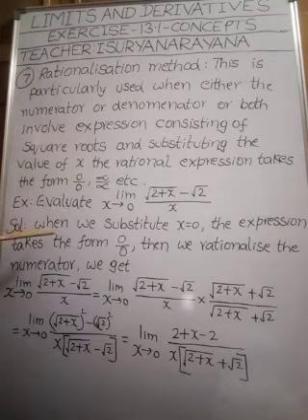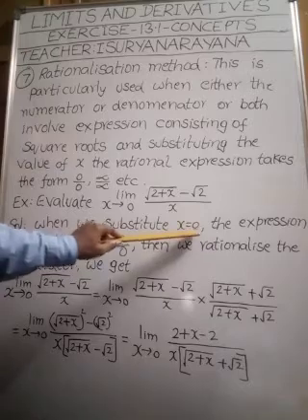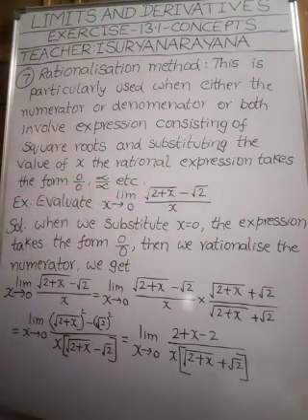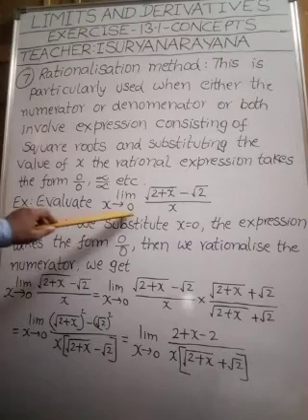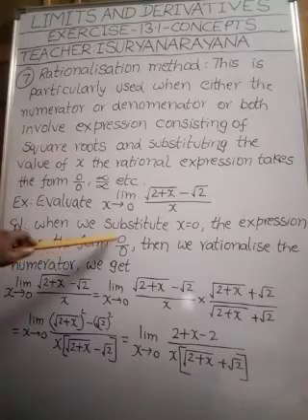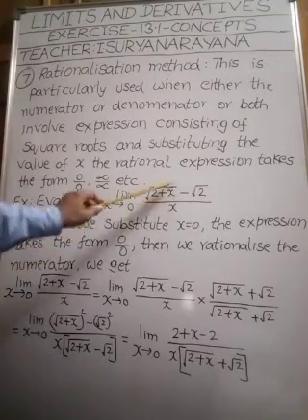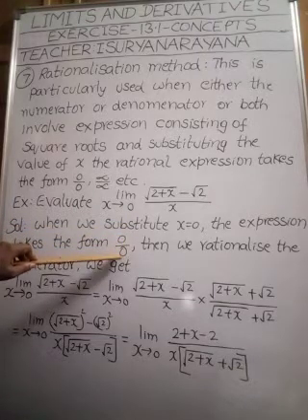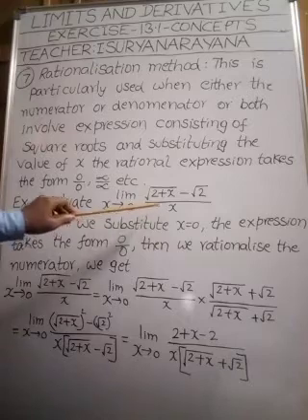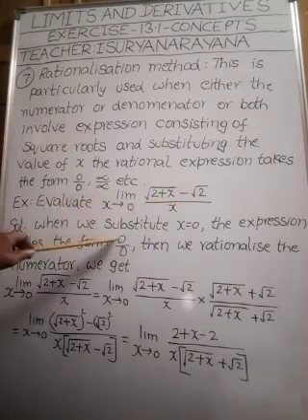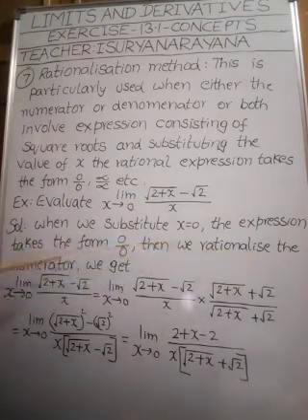Come to the solution. When we substitute x equal to 0, if we use the substitution method, as already explained, we have to substitute x equal to this value in the given expression. The expression takes the form 0 by 0. If you substitute x equal to 0 in this expression, we get the numerator value 0 and the denominator value also 0. You do that part in rough work, then you get 0 by 0 only. Then we rationalize the numerator.